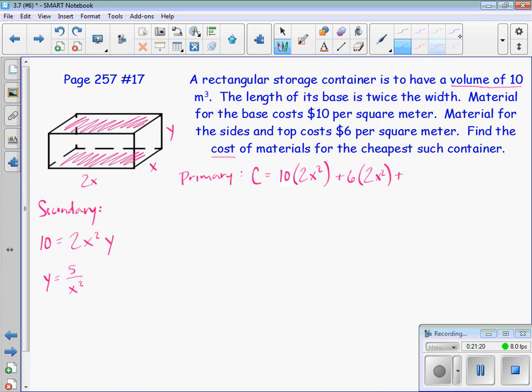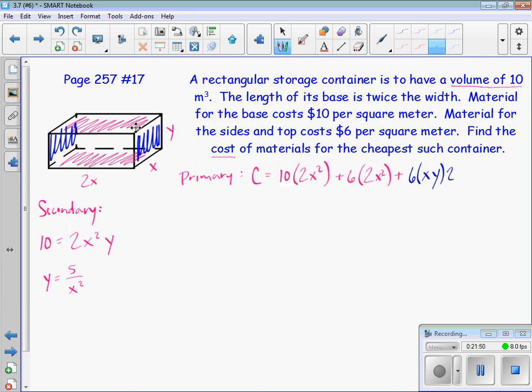Okay, and then each of the sides, so let's do the right side here. What would be the area of that? X times y, and that cost 6. Don't we have another one of those over here? So if we have another 6xy, isn't that just 2 of them? Or you could write 12xy. We'll clean it up in the next step.